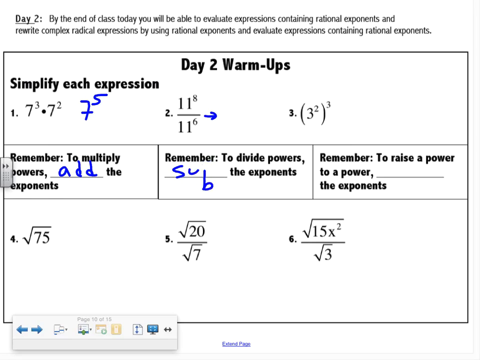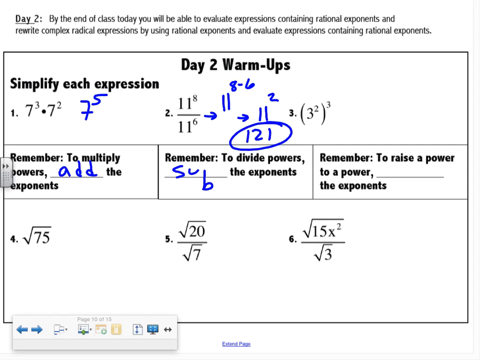What does that look like? Well, if you want to move the 11 to the 6th to the numerator, you subtract the 6. I could rewrite this as 11 to the 8 minus 6, which ends up giving us 11 to the 2nd power. Now, if you write it as 11 to the 2nd power, I know obviously you understand the exponent rules, but you should also know what 11 squared is. So I would expect you to write this as 121.